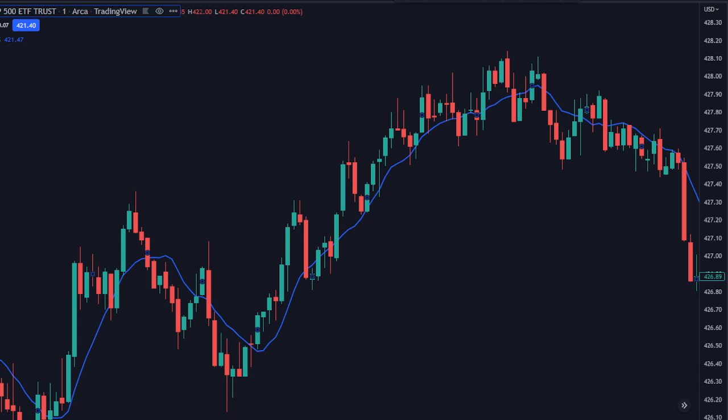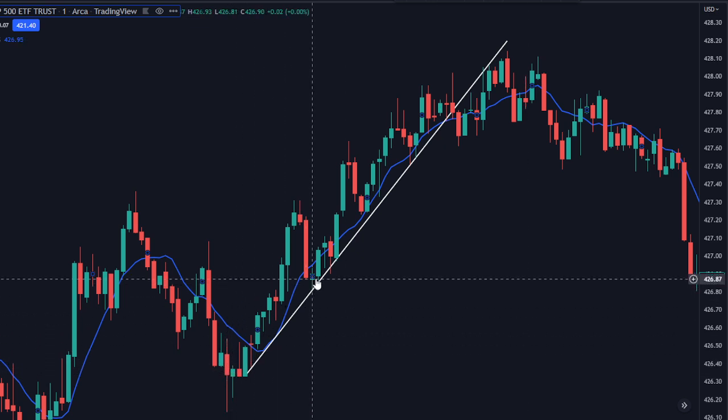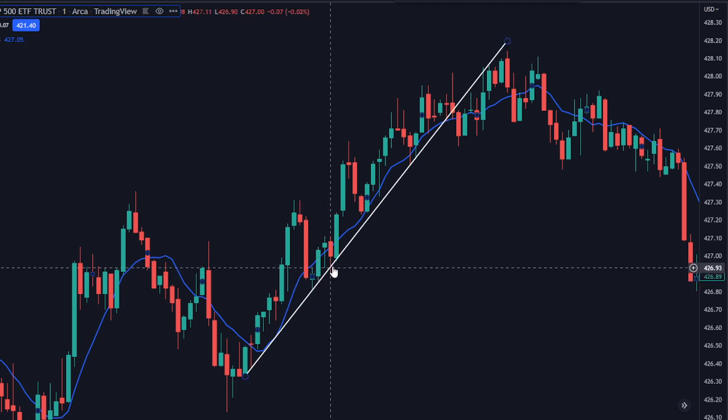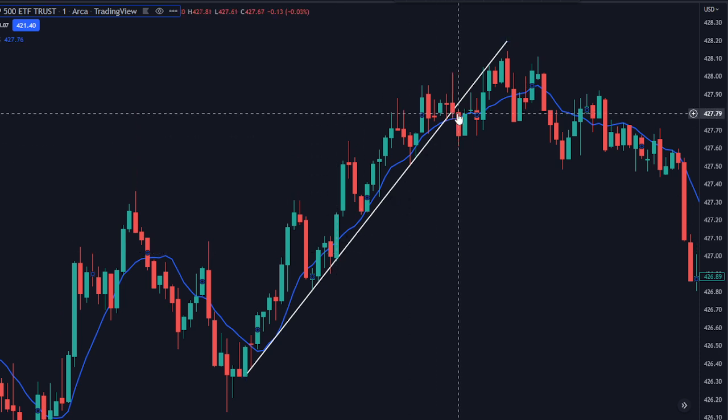So you could have drawn a trend line just like this. If you were trend line trading, here was your first touch. Here was your third, fourth, fifth, sixth, seventh touch, however many you want to count. So if you wanted to get in here, you could have got out here when the trend line broke.